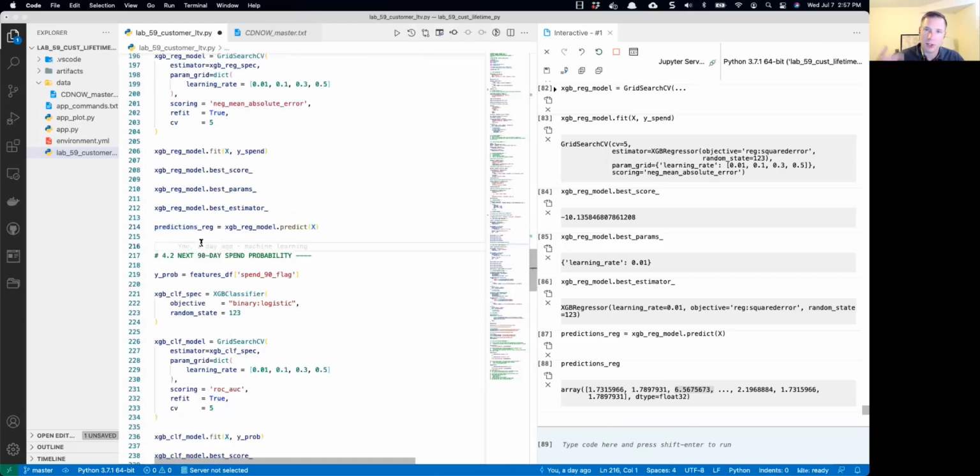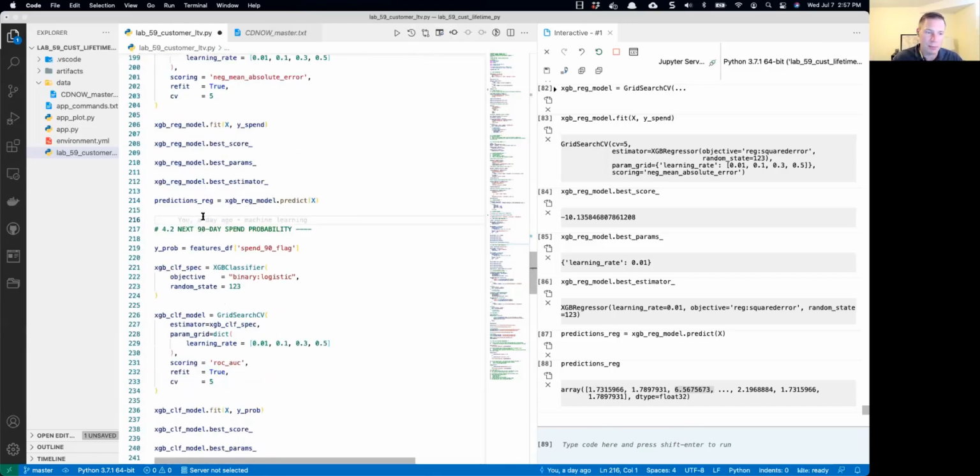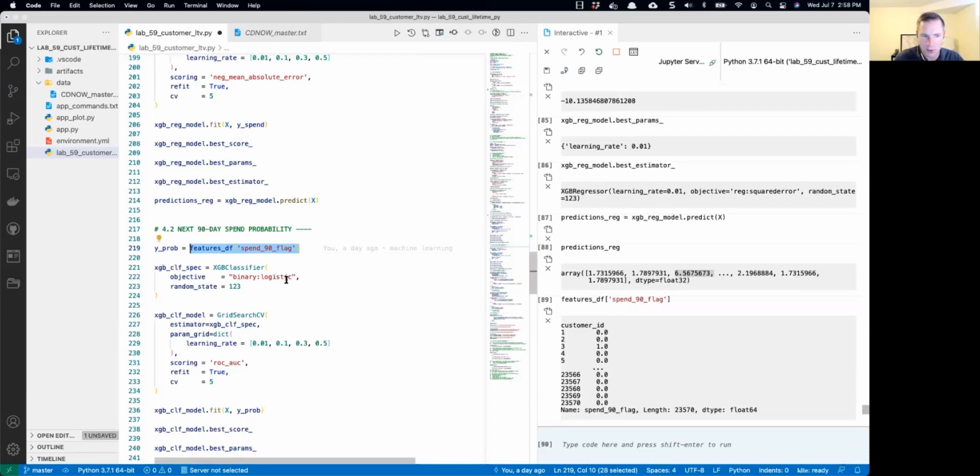So our first model is actually done. We just now need to replicate that process for our next question, which is the spend probability. The difference here is that instead of predicting an amount that they're going to spend, we're going to predict whether or not they're going to spend, so just true or false. And we want to know what the probability is. The key difference here is we're going to take our feature set and grab that spend flag, which is either going to be 0s or 1s.